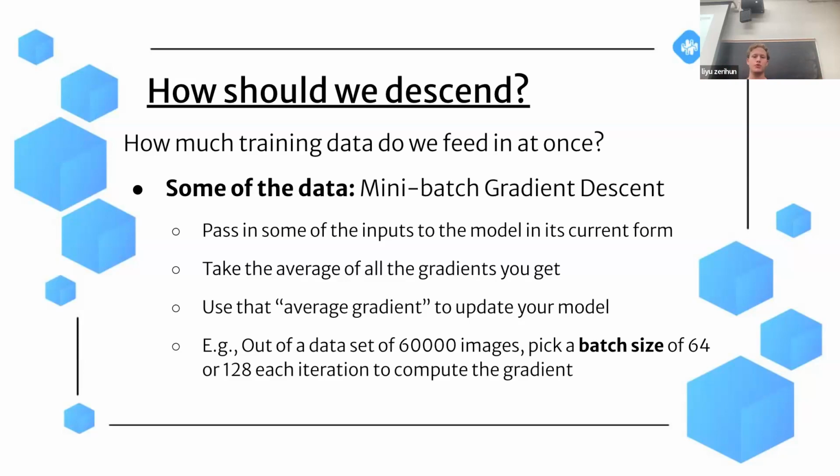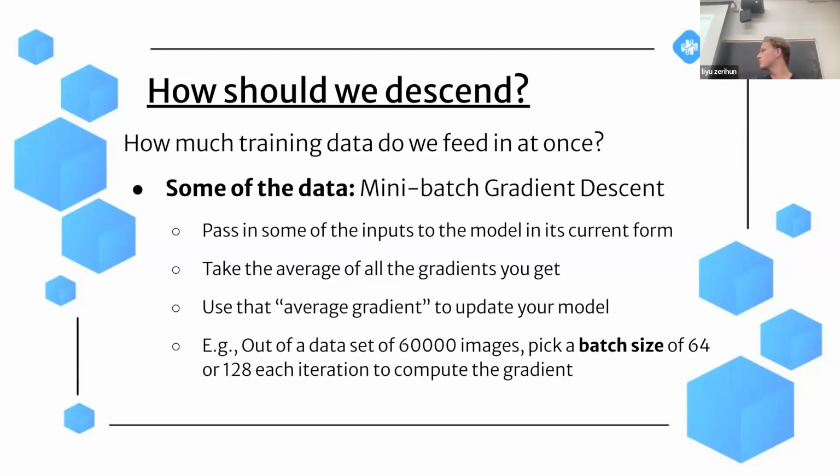So for example, on a data set with 60,000 or so images, we might pick a batch size of 64 or 128. So we pick 64 images each time, and then we pass those in, and we take the average of each of those gradients, and we use that to update our model.